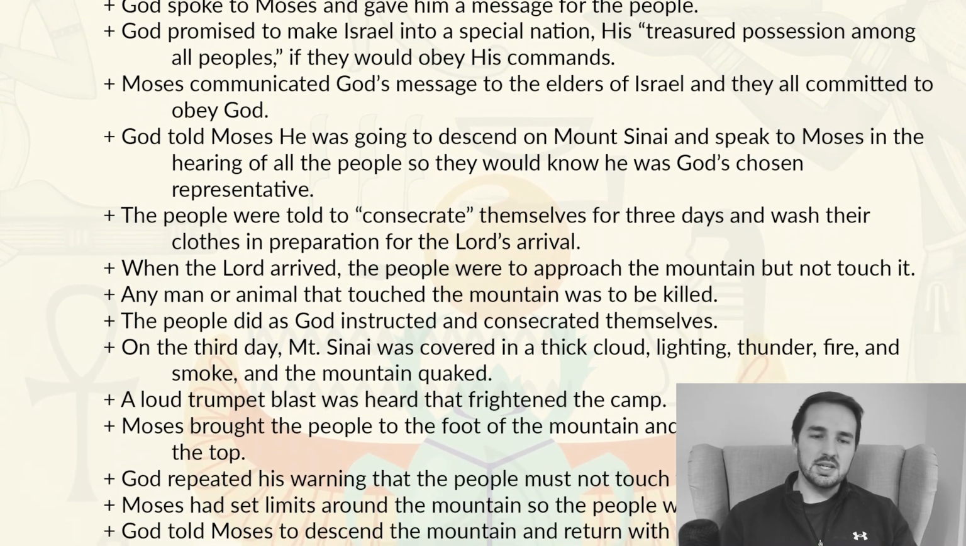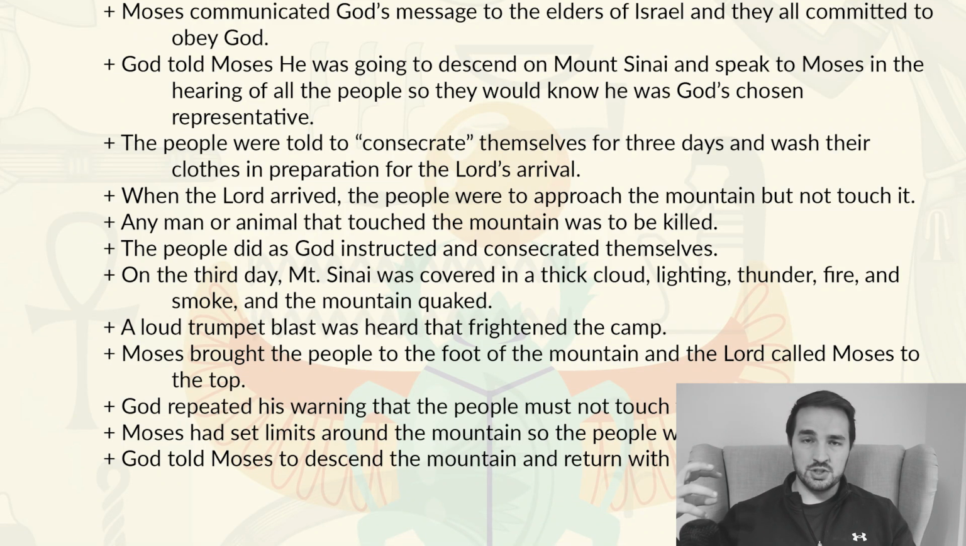God told Moses that he was going to descend on Mount Sinai, right? God was going to come down on Mount Sinai and speak to Moses in the hearing of all of the people so that they would know that Moses was God's chosen representative. This would give Moses authority. It would legitimize him as God's spokesman. Nobody would ever question again whether or not Moses was the man they needed to be listening to. This was going to show that, yes, he definitely was.